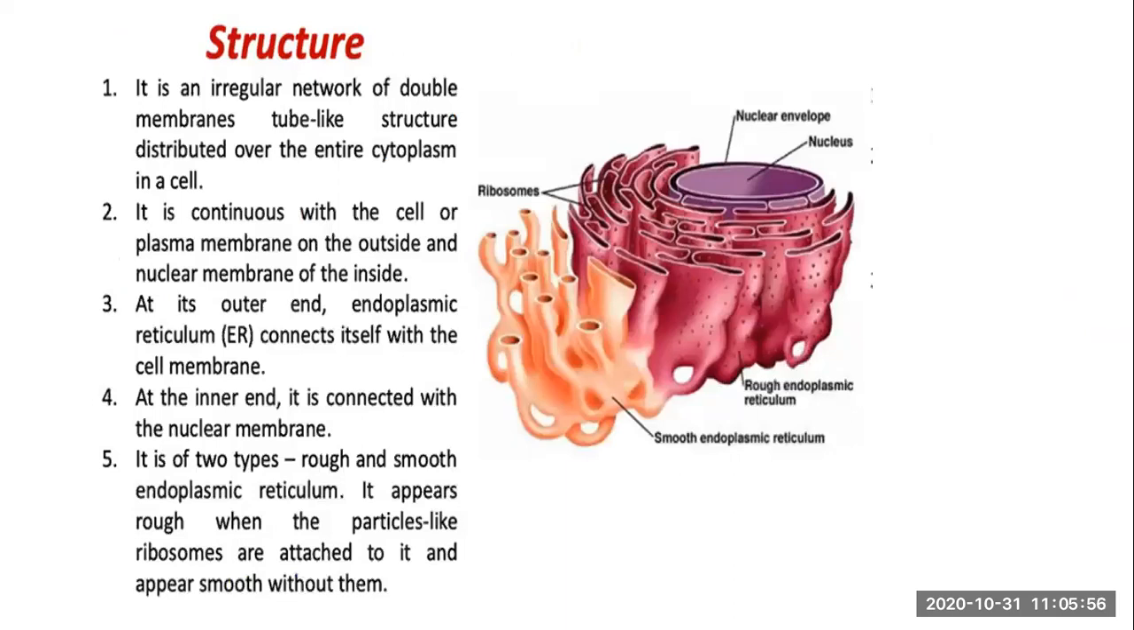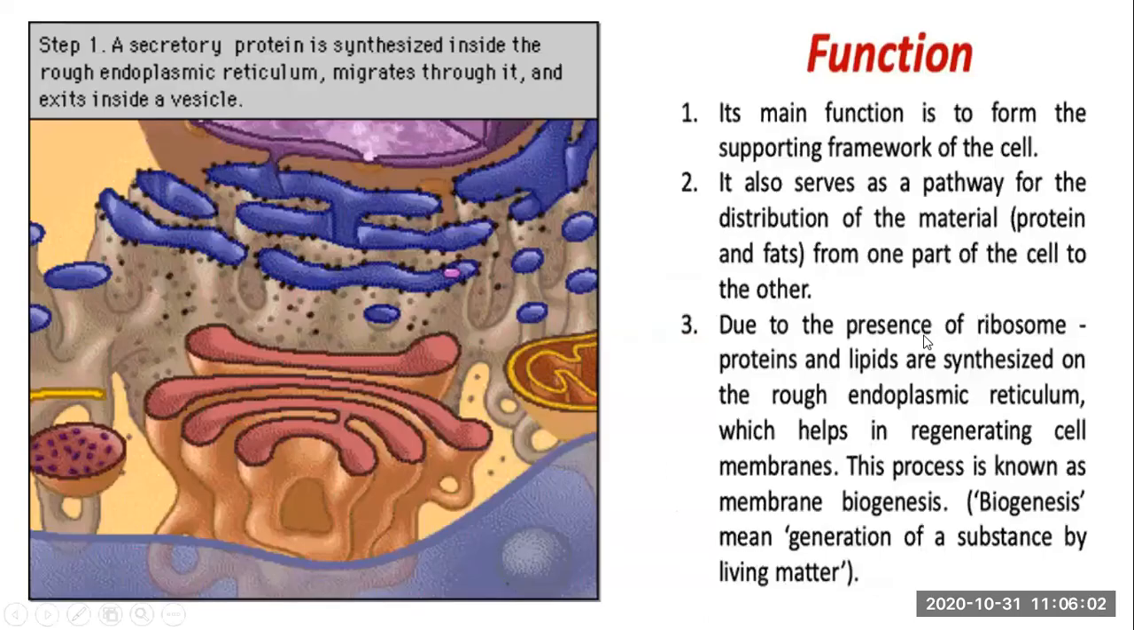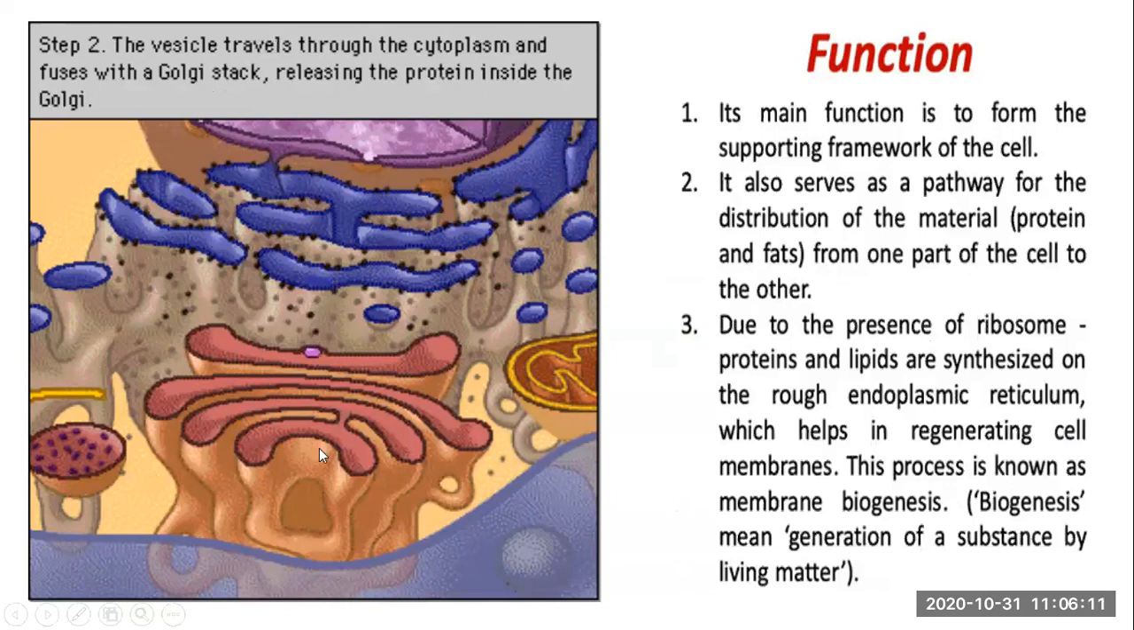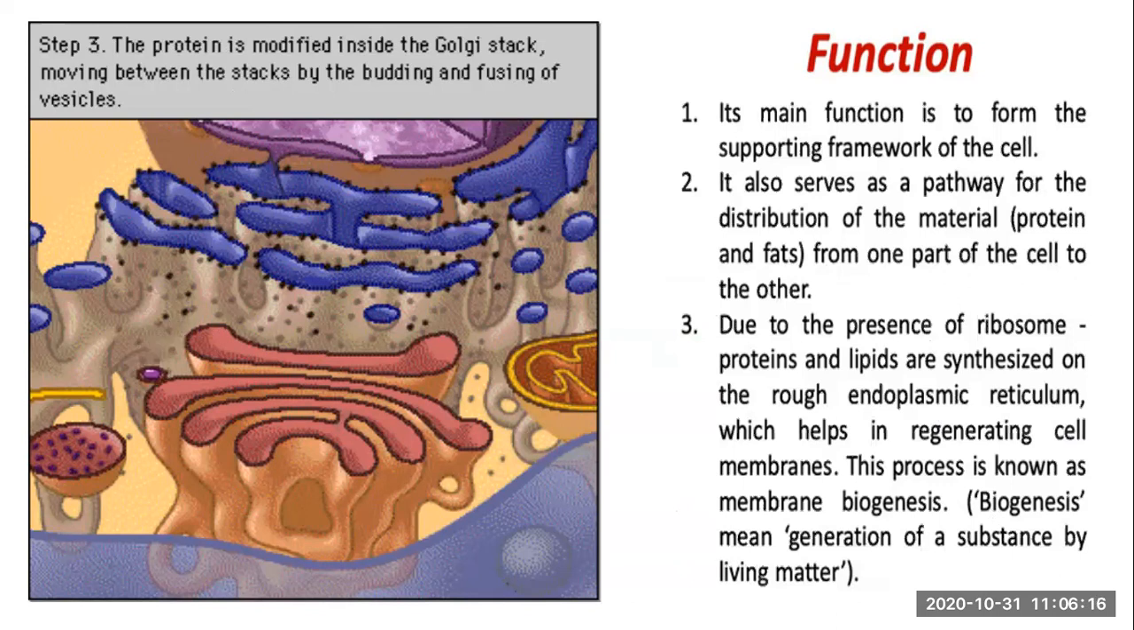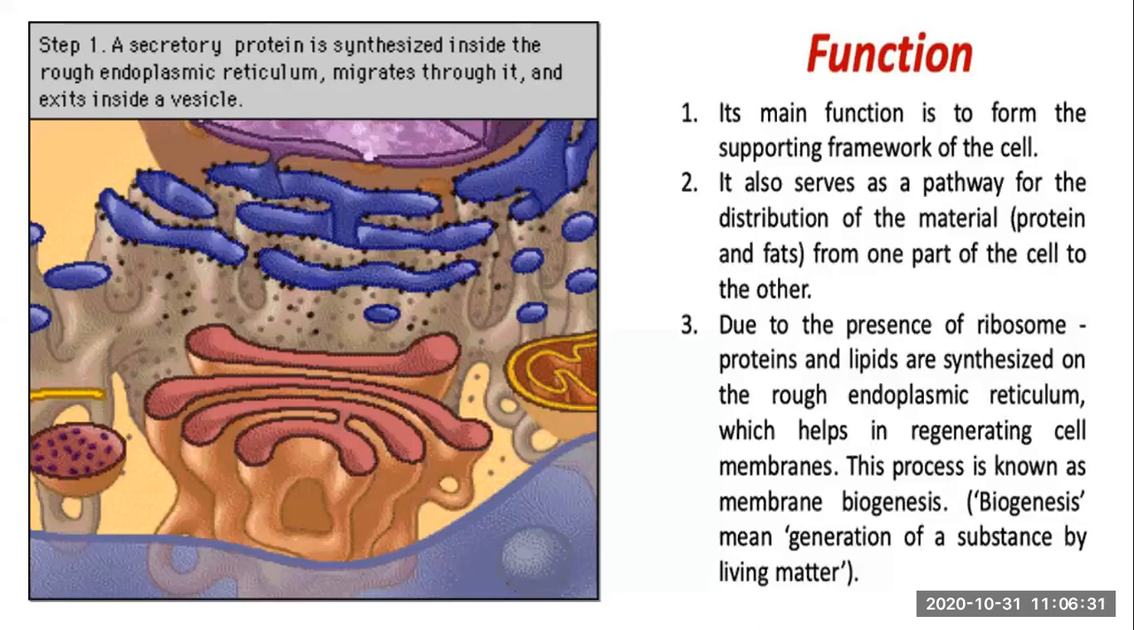Okay. Now we discuss different types of functions of the endoplasmic reticulum. You can see in this picture, and in this video also, there are different types of functions, but the main function of this endoplasmic reticulum is, what is the main function of endoplasmic reticulum? Protein synthesis. Yes, the prime function is protein synthesis.